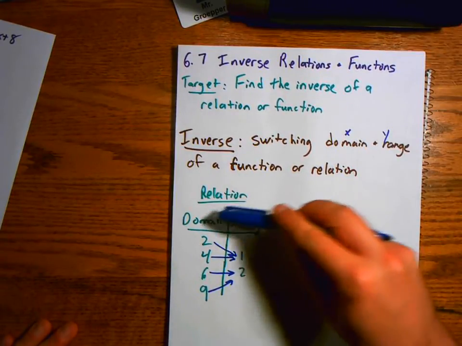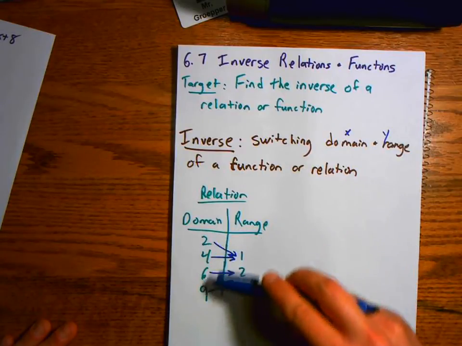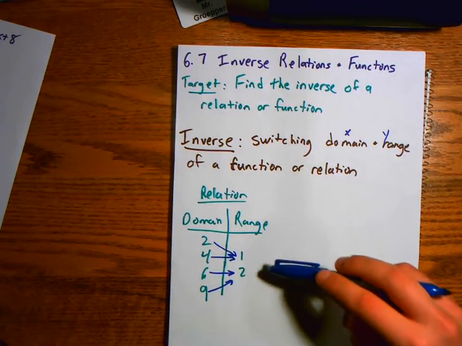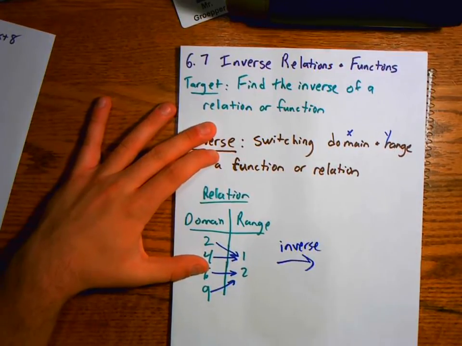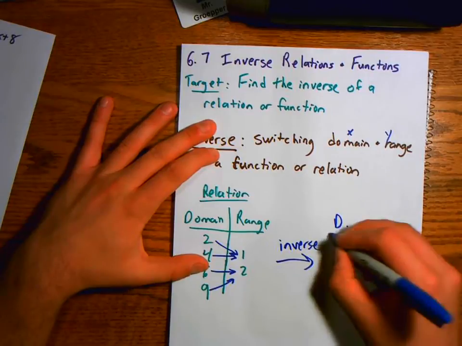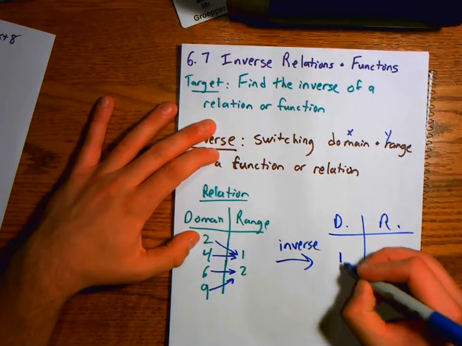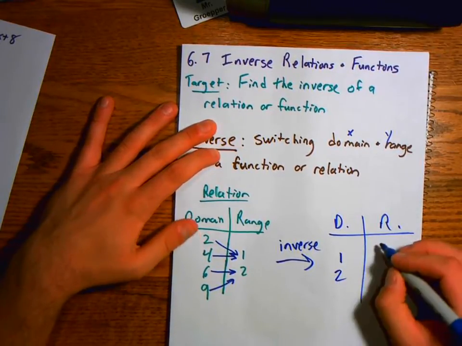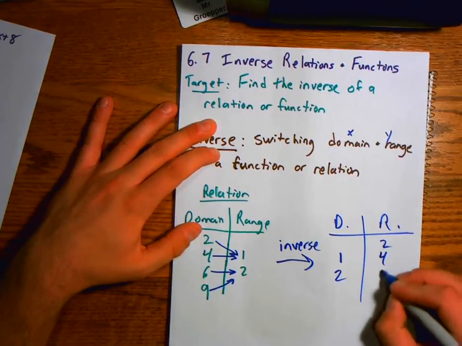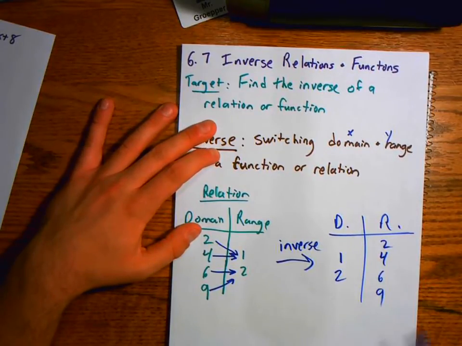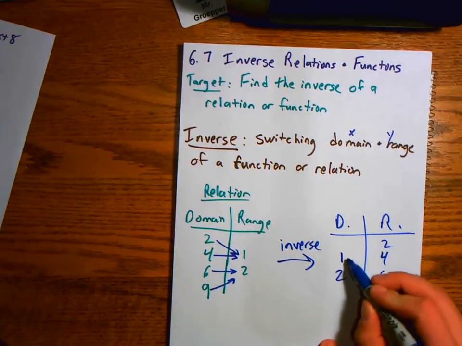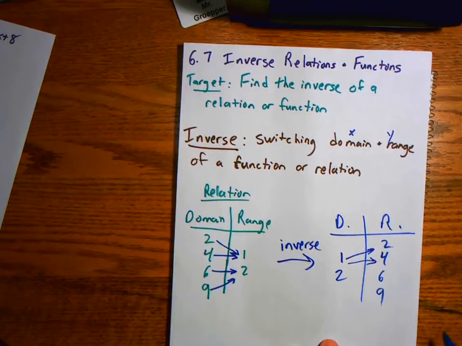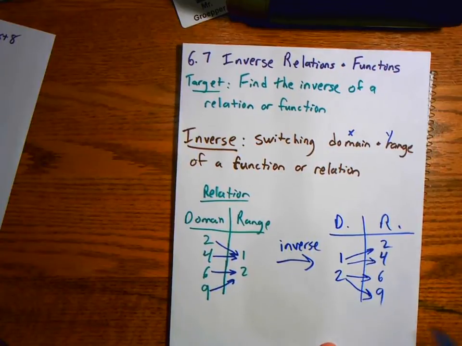So for example, if we have a relation with the domain of 2, 4, 6, and 9 mapped out to the range of 1 and 2, the inverse would give us new domain and range points that are switched. So our domain is 1 and 2, and the range is 2, 4, 6, and 9. And the same mapping happens between the points where they're going left to right, but since our domain and range are flipped, they're just going in a different direction. So 1 gets mapped to 2 and 4, and then 2 goes to 6 and 9.